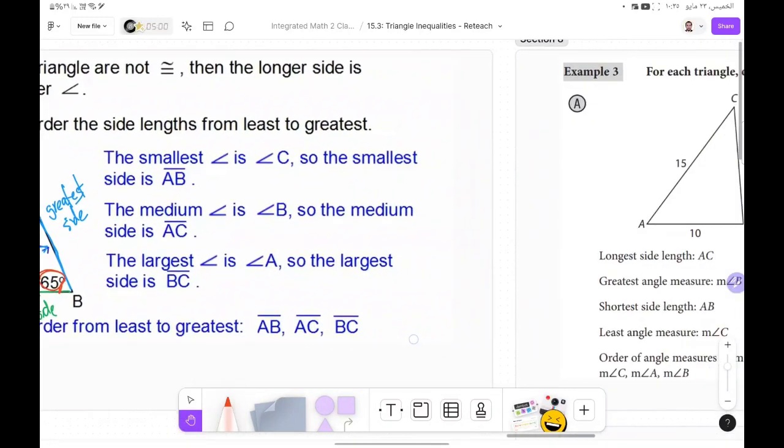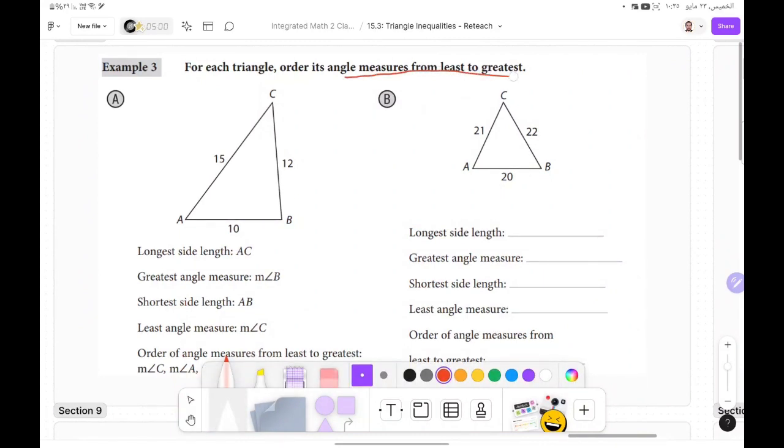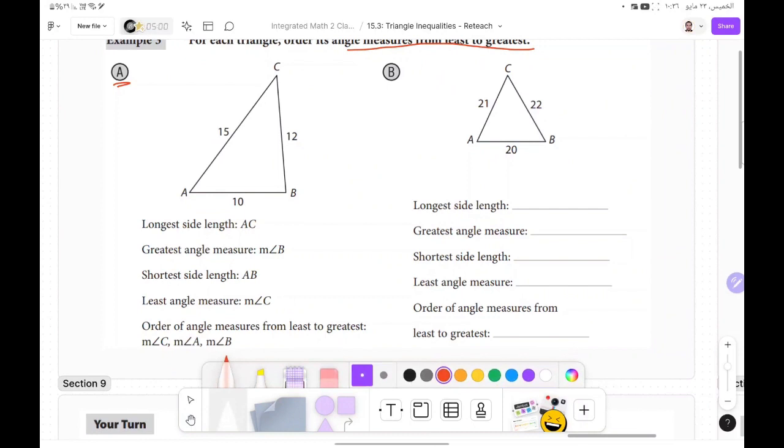Now let's take an example to verify what we understand here. For each triangle, order its angle measures from least to greatest. Now look at this example A. Let's answer the question: what is the longest side length? We said that the longest side of the triangle is AC because it has 15.